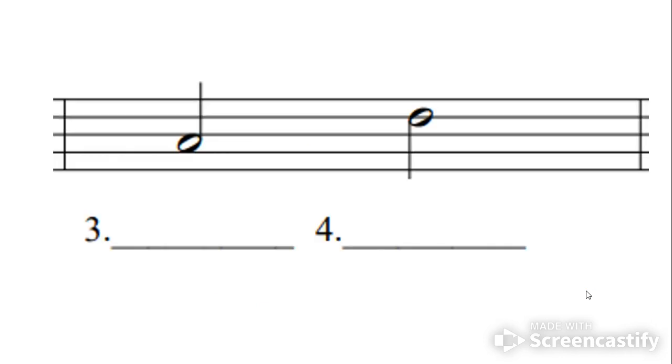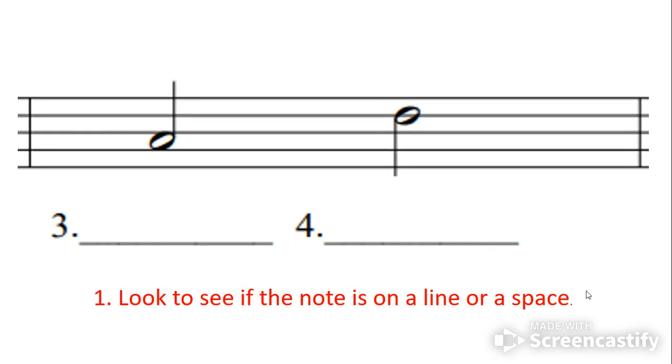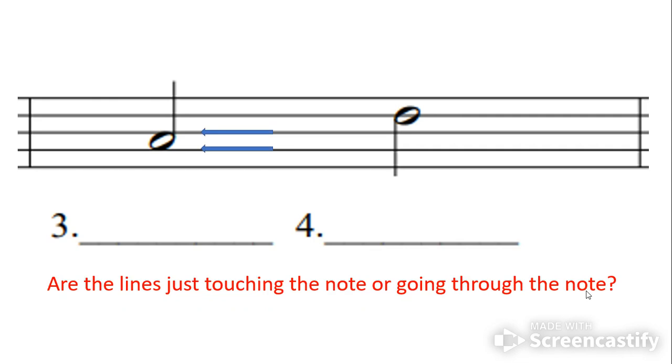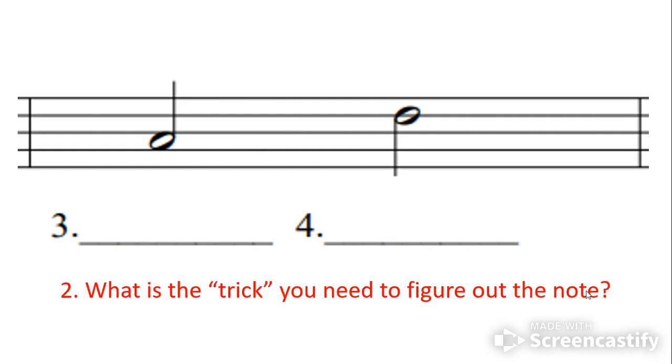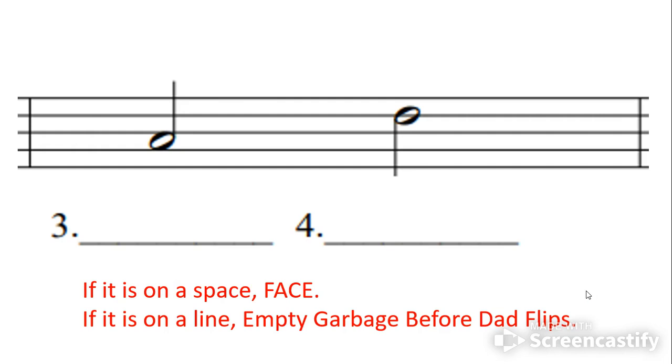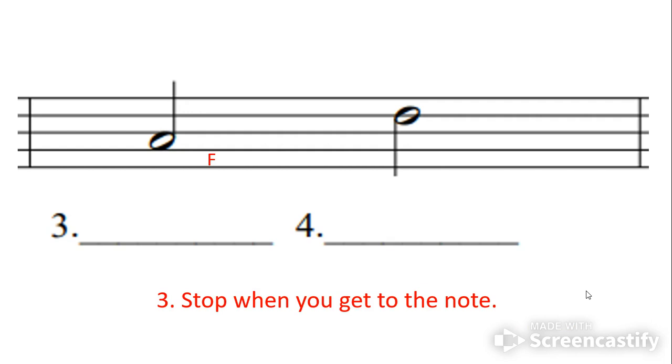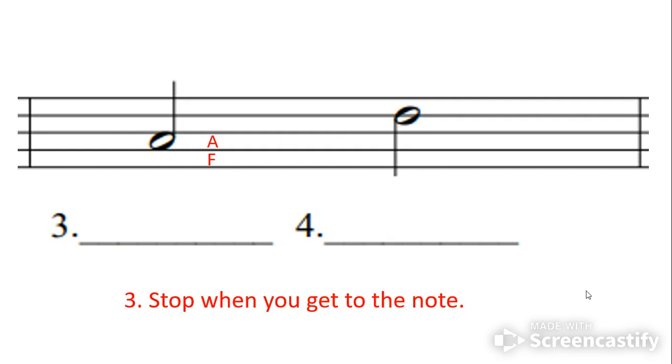So let's try it again. Look to see if the note is on a line or on a space. Are the lines just touching the note or going through the note? The note is on a space. The lines are just touching the note, right? So what trick do you need to use? That's right, FACE. Stop when you get to the note. You start from the bottom, F, A, and that note is an A.